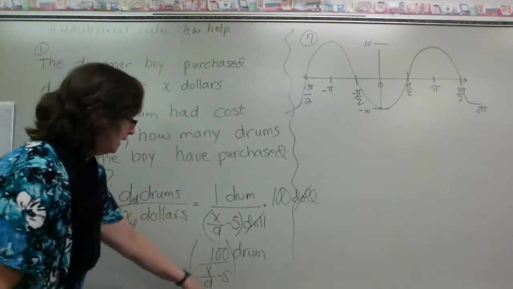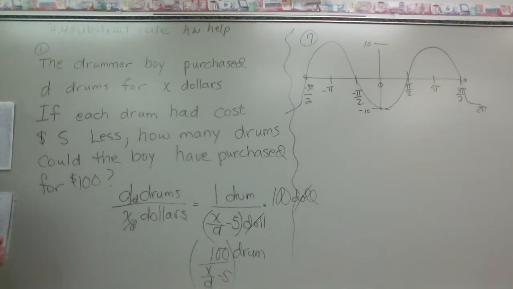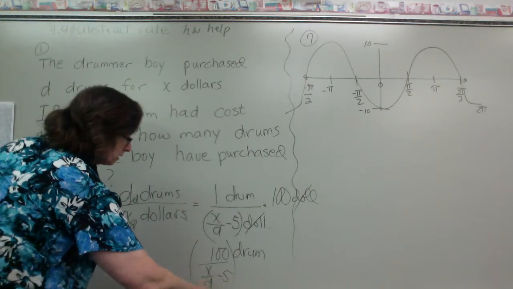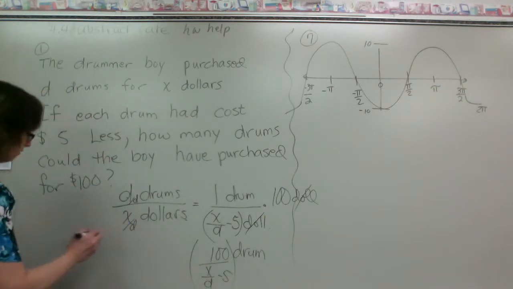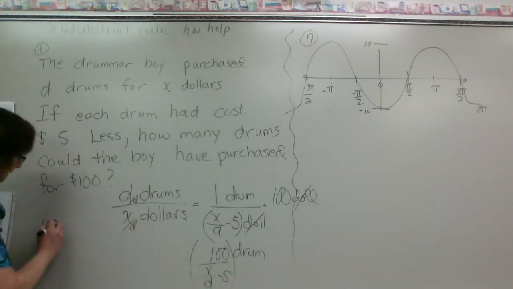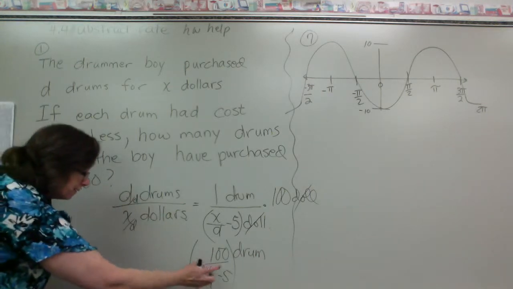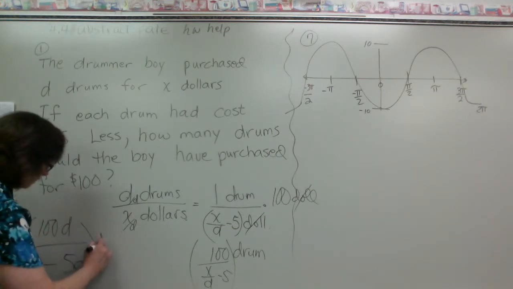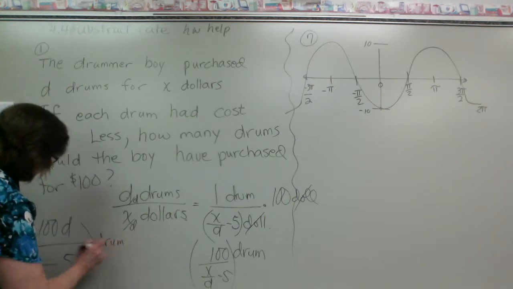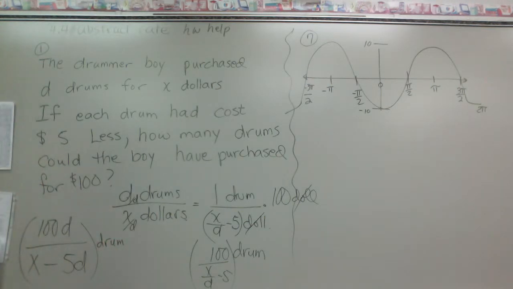So how do I get this to be simplified? What if I just multiply everything on the top and the bottom by D, and when I do that, I'm going to get 100D over X, because when I multiply by the D, it cancels, minus 5D drums. And that's how much he can get for his $100.